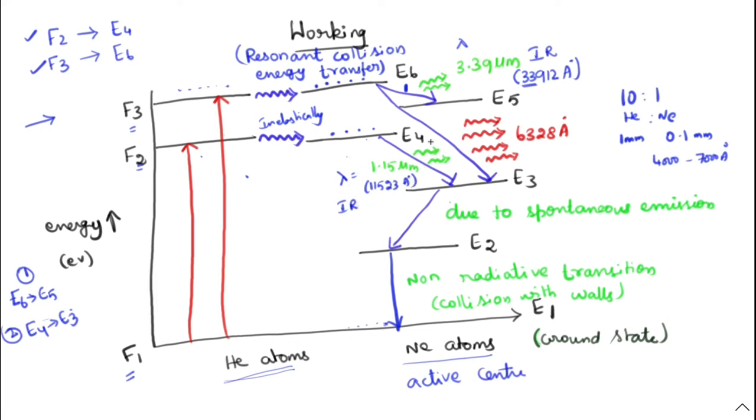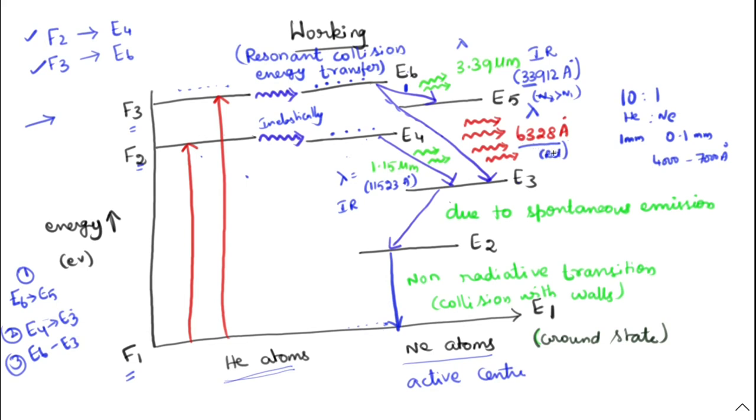And the main transition, the third transition, is E6 to E3. This one, E6 to E3, this part. So during this transition only, it produces the laser wavelength lambda equal to 6,328 angstroms. So now E6 to E3, it reaches that population inversion condition. And then here the transition takes place between this, and the wavelength is 6,328 angstroms, which is also red in color. Okay. So this transition is very important.